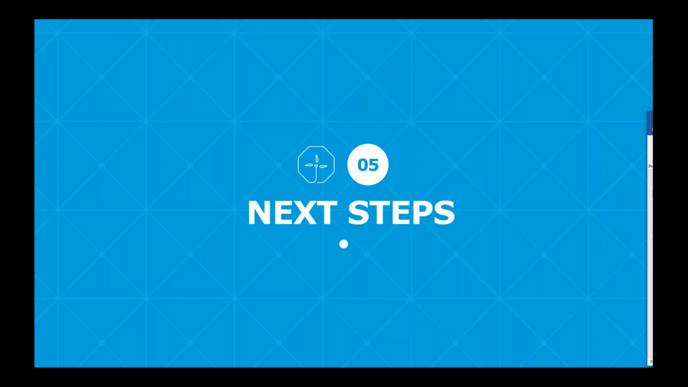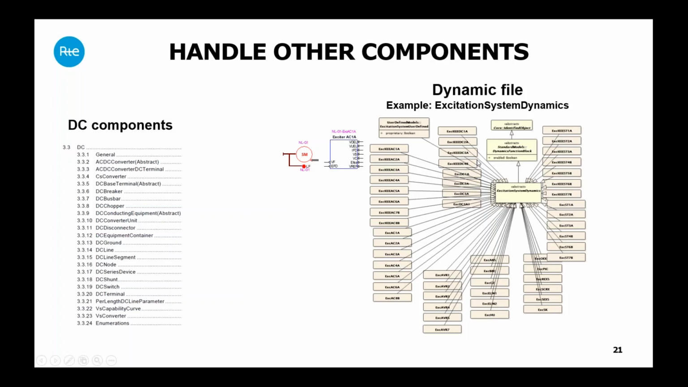So what are the future objectives of this gateway? We still have other CIM components to handle in the gateway. We don't handle DC components now. We also have dynamic components that are partially handled here because we successfully imported standard models of machine control. We have in EMTP a library of standard exciters and governors, and these equipments are included in the CIM standard. So we can map them together.